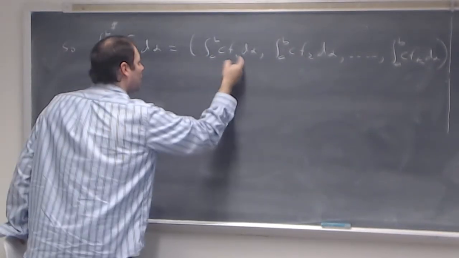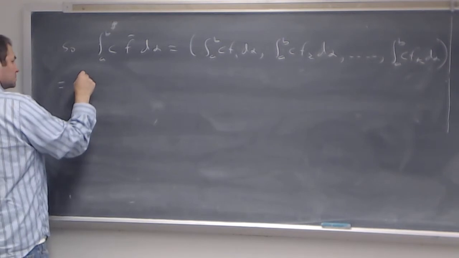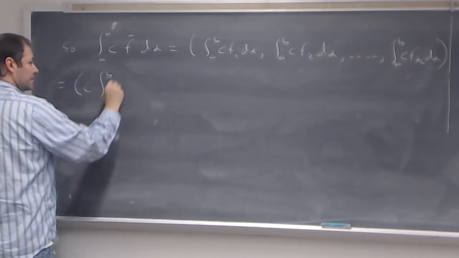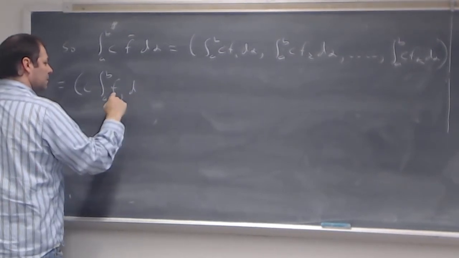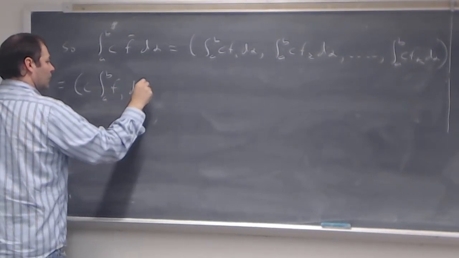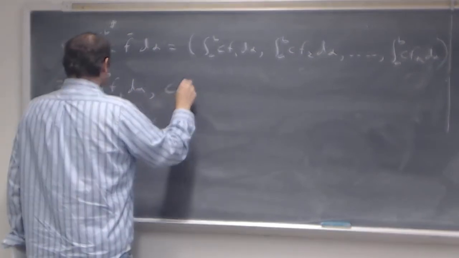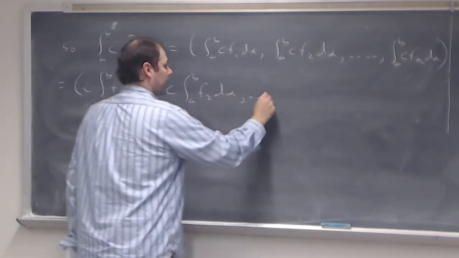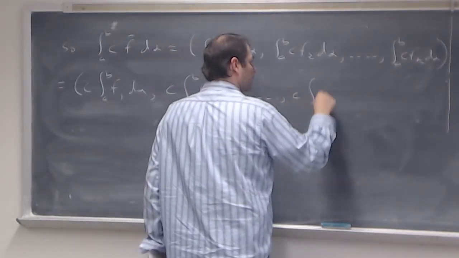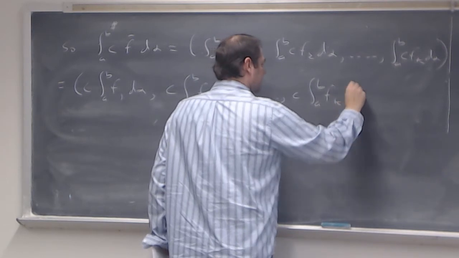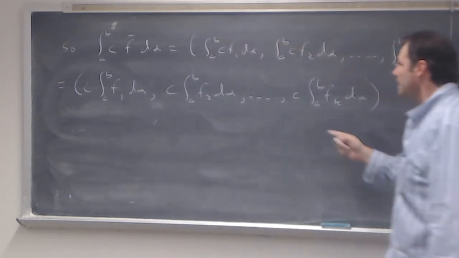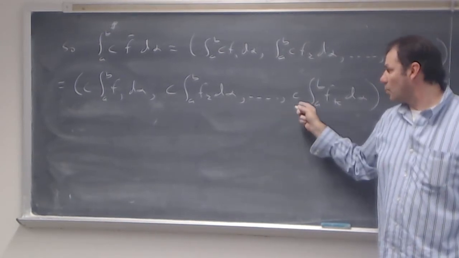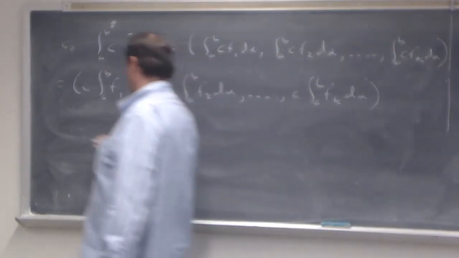But for each one of these components, the c can be taken out. So the c can be taken out of the integral from a to b of f sub 1 d alpha, comma, c times the integral from a to b of f sub 2 d alpha, all the way up to c times the integral from a to b of f sub k d alpha. Now this is a k tuple, so it's a point in Euclidean space, and we can pull out the c from each of the components here.